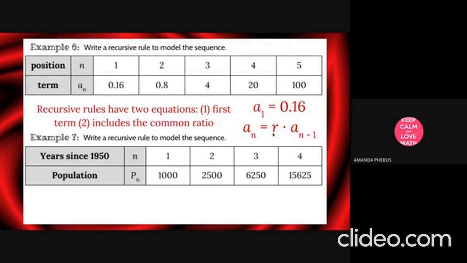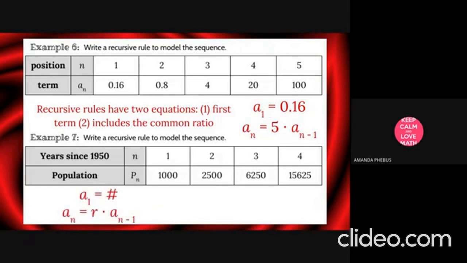So in that spot where there's an R, we'll put in a 5. So a sub 1 equals 0.16. A sub n equals 5 times a sub n minus 1. And that's it. That's your equation. Recursive rule. I guess I should say equations, right? Because there's 2 of them.